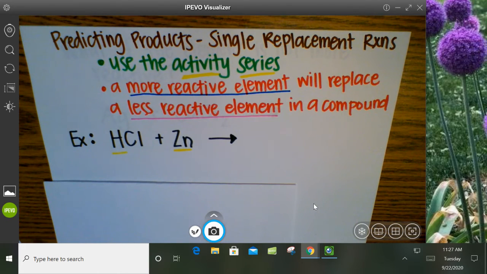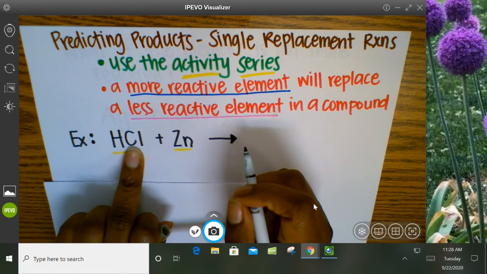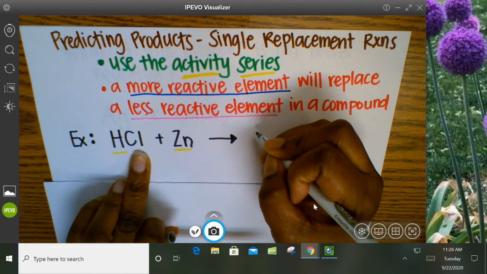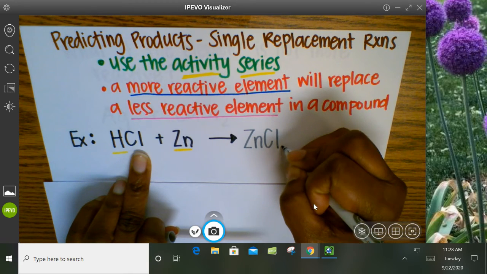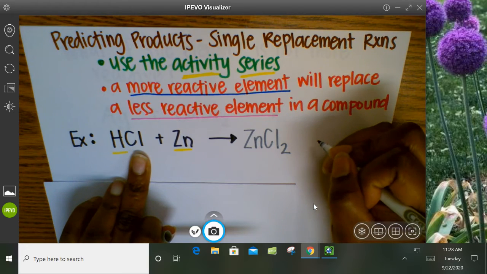Locate zinc on your activity series. Locate hydrogen as well. And you will see that zinc is more reactive than hydrogen, so that means it is going to replace it. And so zinc is now going to connect with the chloride ion. Zinc has a charge of 2+. Chloride is -1. So there would need to be 2 chloride ions for the one zinc ion. So the formula is going to be ZnCl2.